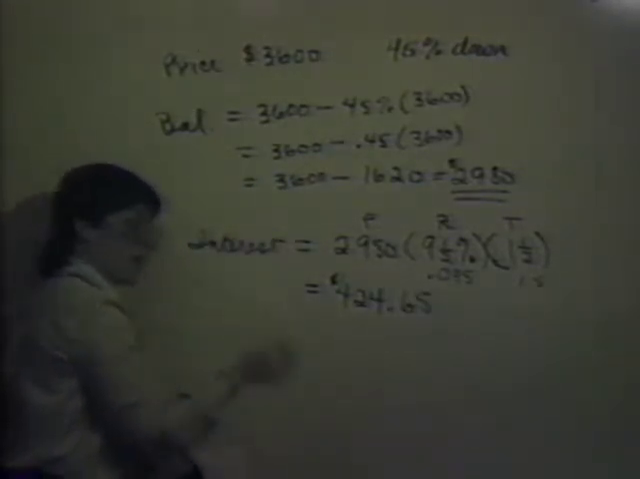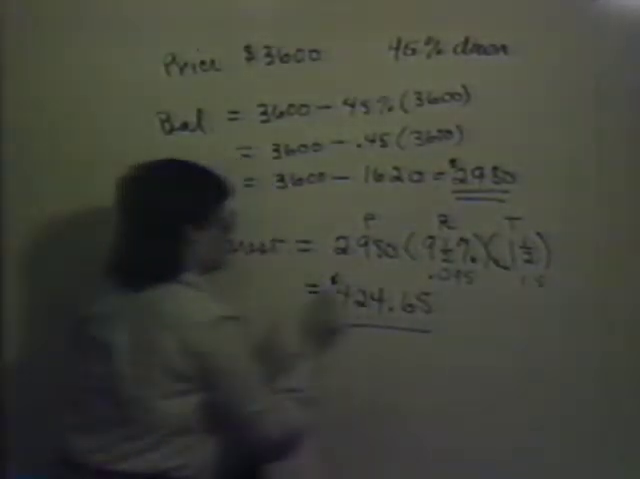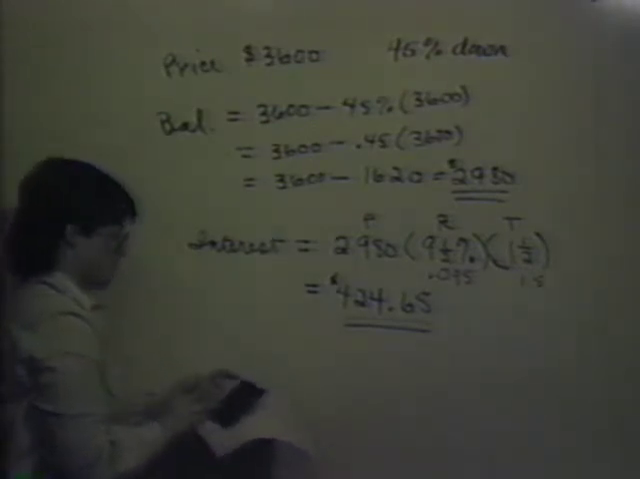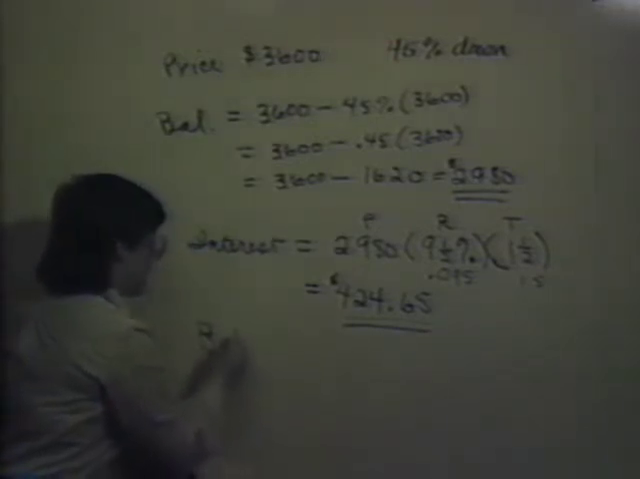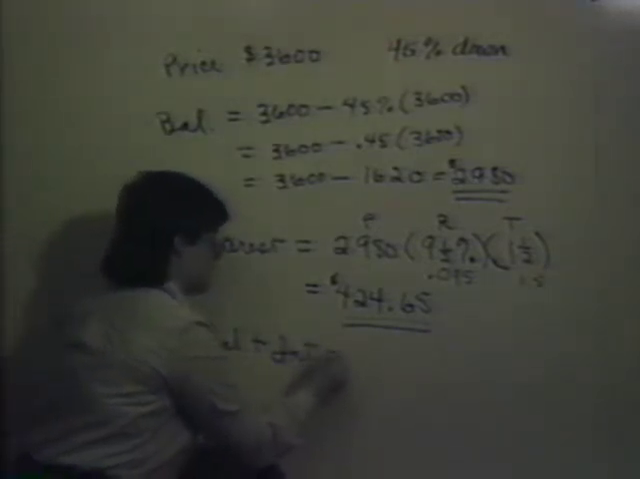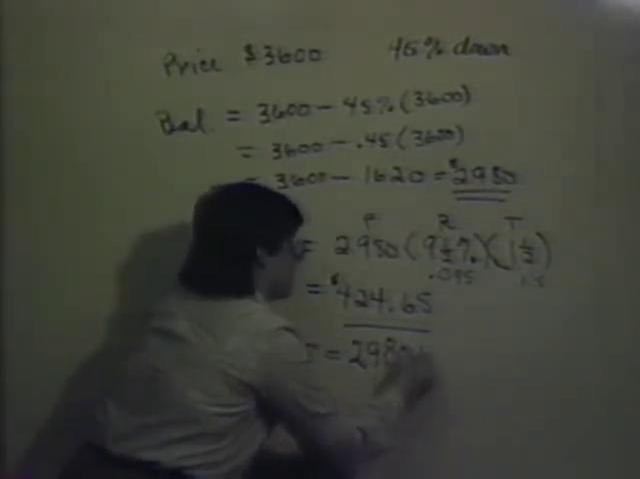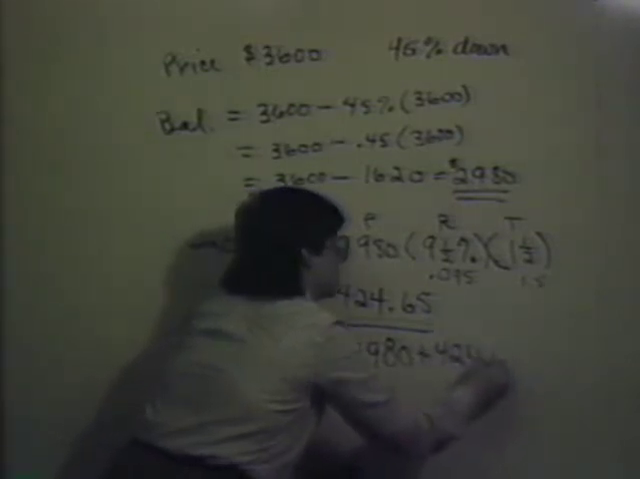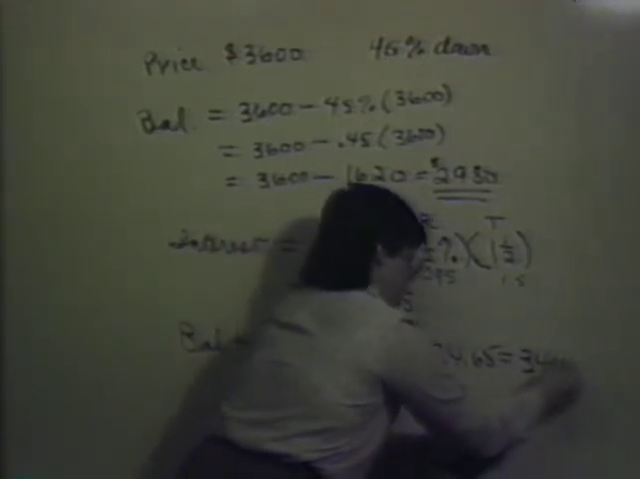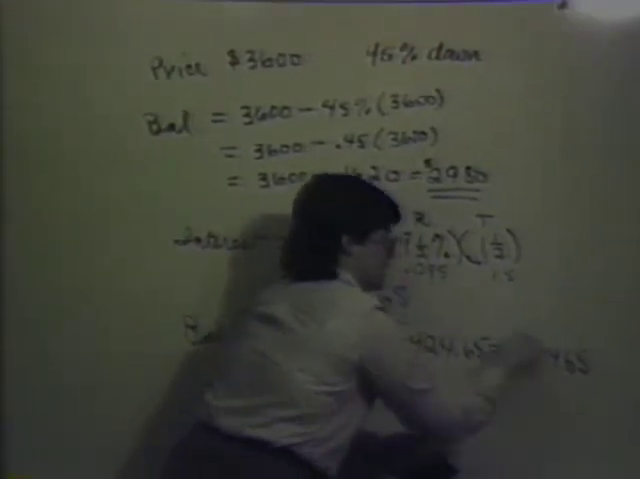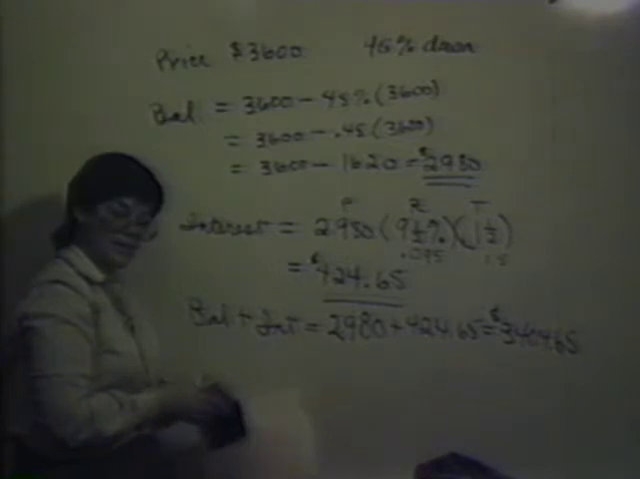Now, what we're going to make payments on is our interest and our balance. So here's our interest, here's our balance. Let's add those two things together. And I come up with our balance plus interest equals $2,980 plus $424.65. That equals $3,404.65. Now, what do we need to find out? What's the final question that we're asked in our story problem, Jeff?